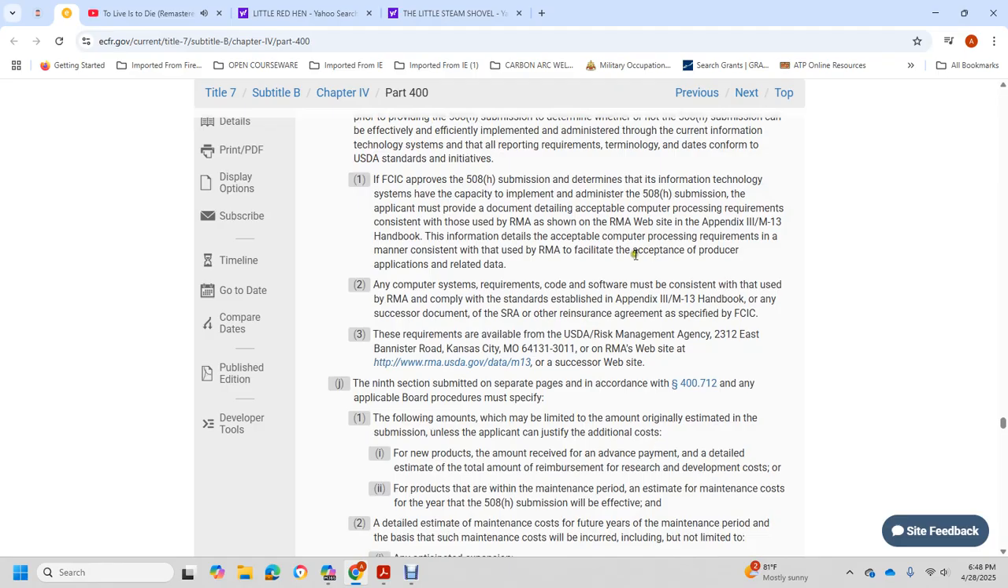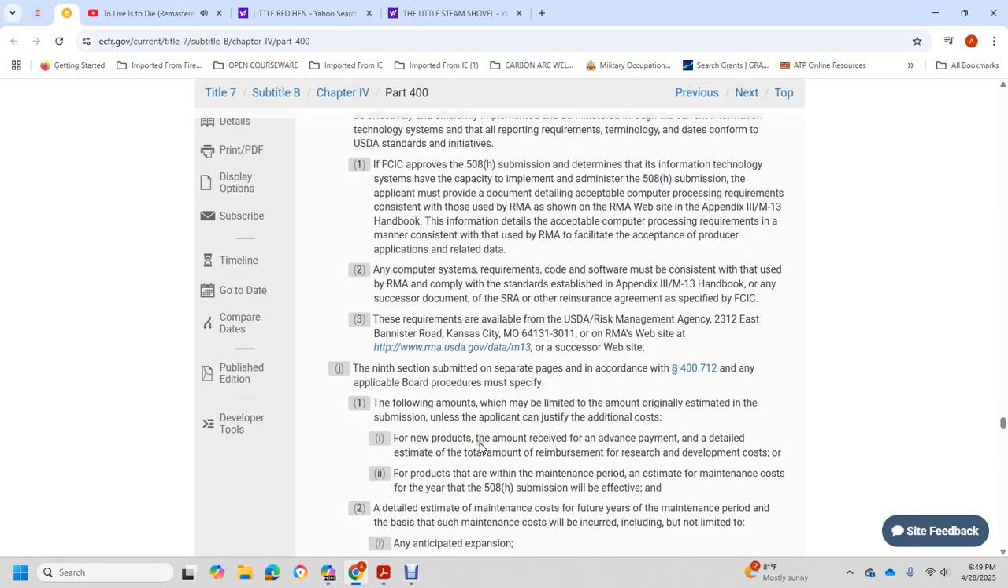The requirements of the USDA for the Risk Management Agency, 23 through 12, the each of the banners came with Kansas City, Missouri 641313011, RMA website. The 9th section submitted with the separated pages in accordance with the 407 for the applicable board and proceed, must specify following amounts will be limited to the original estimated of the end of the submission unless the applicant can justify with additional costs.